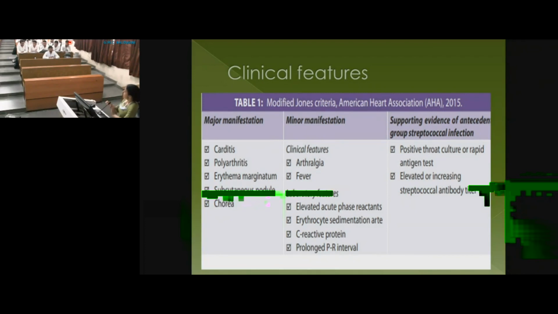So CRP should be more than 3. ESR in high prevalence more than 60, low prevalence more than 30. So you have some differences. Fever ka cutoff alag hai. ESR is different, right? And prolonged PR interval.